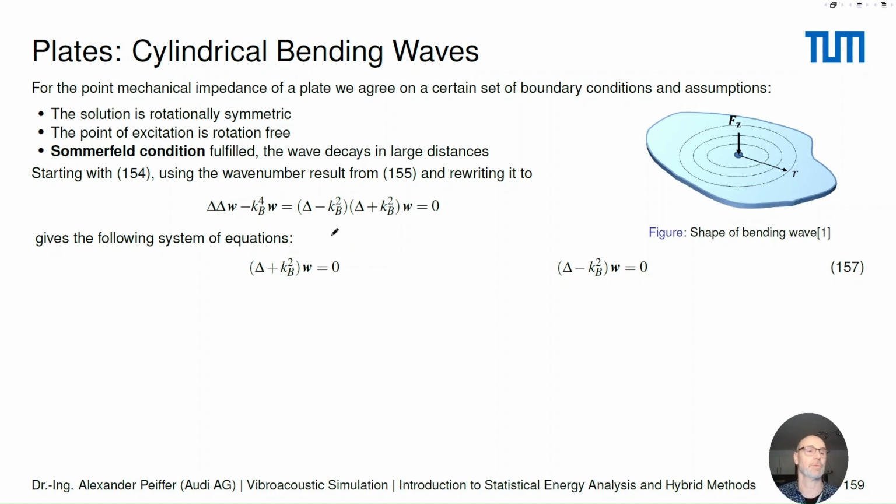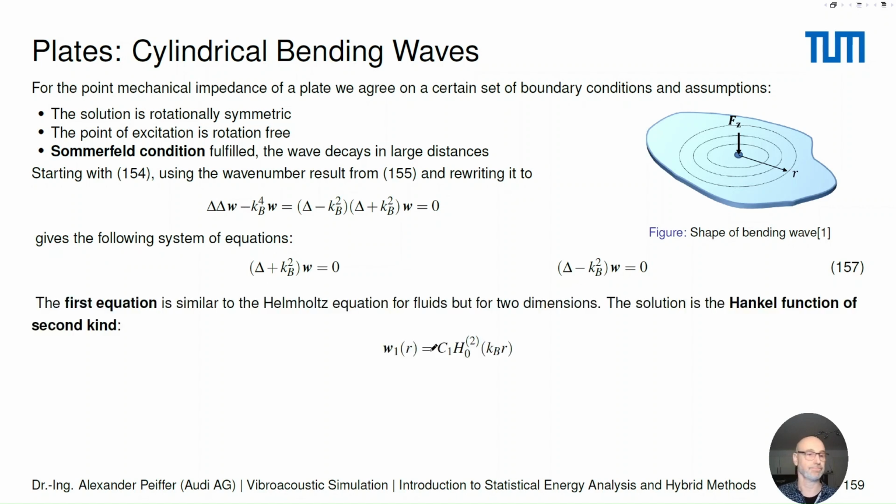So we have a system of equations out of this, one with a plus and one with a minus here, and we solve them now one after the other. The first equation is very similar to the Helmholtz equation, like for fluids, but for 2 dimensions. And the 2-dimensional wave equation is solved by the so-called Hankel function of the second kind. That means for our first solution, we will have a constant, C1, and this famous Hankel function. You will later see how this will look.